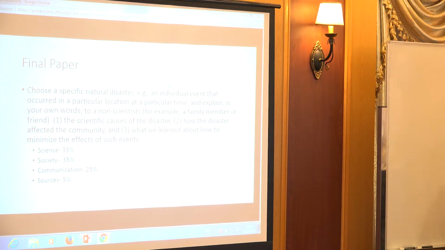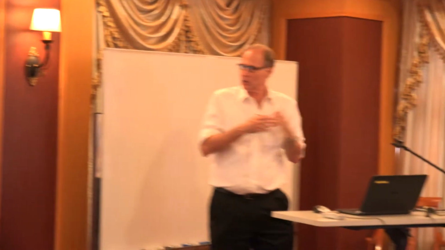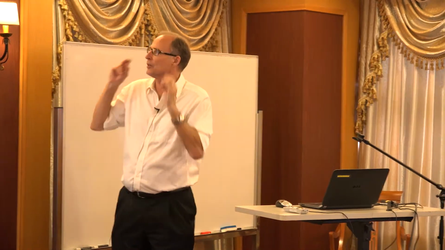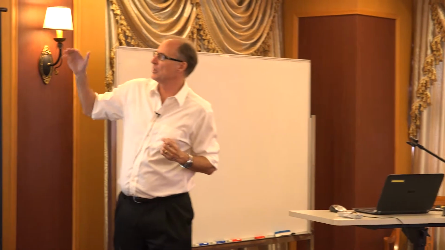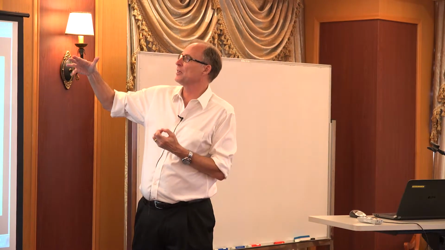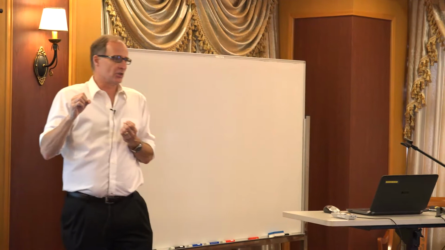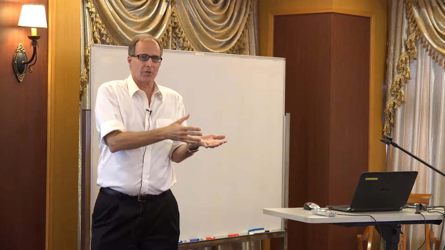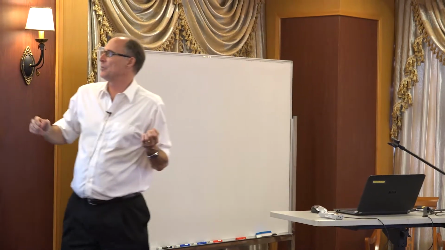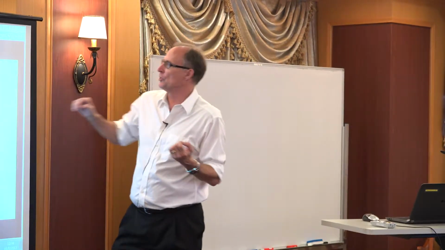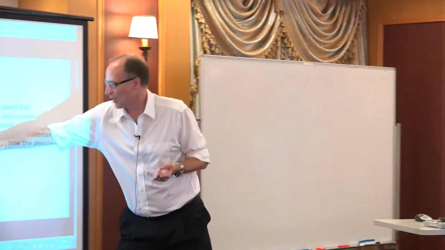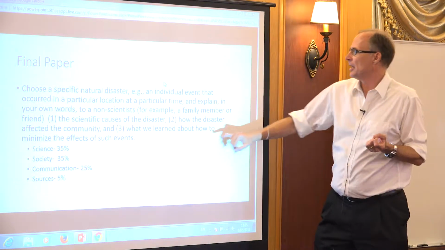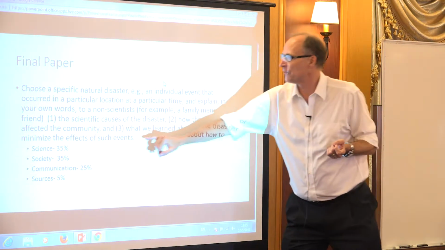Now I get to the final paper, which is where I followed on some of the advice that Paul gave when he was talking about this earlier. So the final paper is they must choose a specific natural disaster. So they can choose the Sichuan earthquake, they can choose the tsunami that occurred off the coast of Indonesia, and then what they have to do is to explain this to non-scientists about the scientific cause of the disaster, how the disaster affected the community, and what we learned about how to minimize the effects of these events.